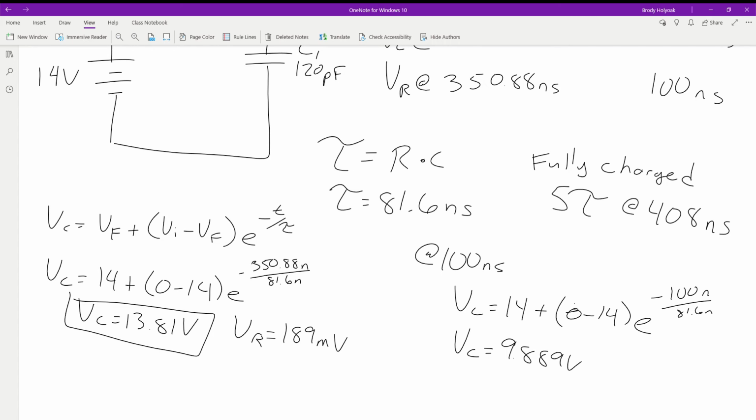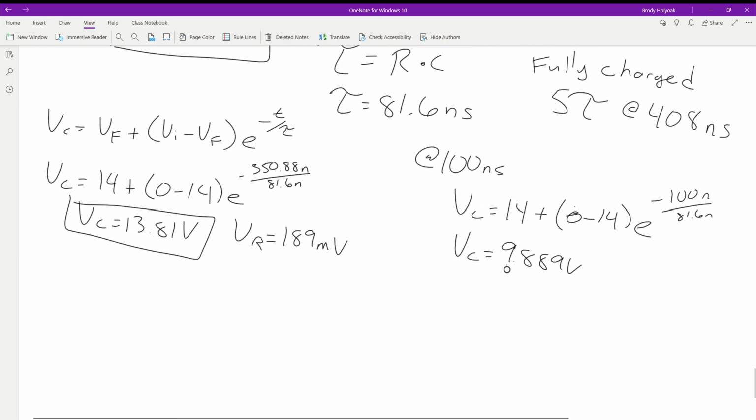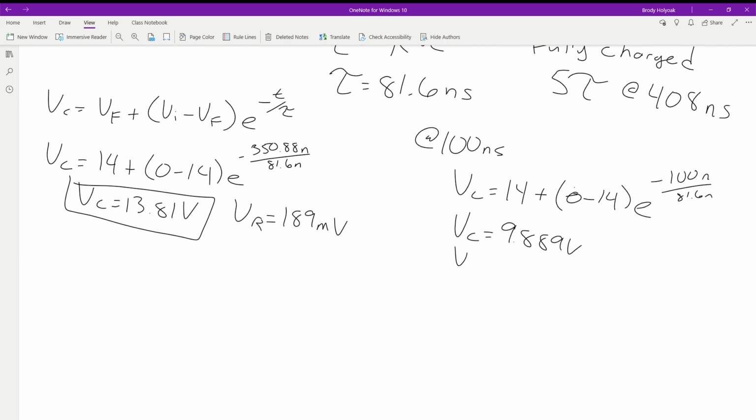So same with this guy. Right now we have 9.889 volts dropping across the capacitor at 100 nanoseconds. How much do we have dropping across the resistor? 4.111 volts. Because with DC, it's going to split up completely evenly, and everything is going to add together.